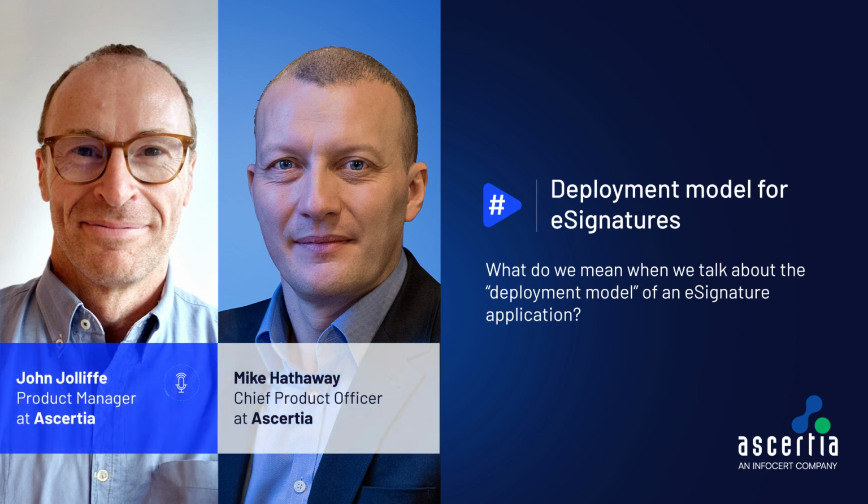In today's edition, we wanted to look into a topic that's heavily debated by organizations and enterprises that are considering trust services such as eSignature: whether to go for an on-premise or a public cloud deployment model, or some other variant. But before we get into the details, Mike, I think it would be helpful if we start with some definitions and explain what we mean when we talk about the deployment model of an eSignature application.